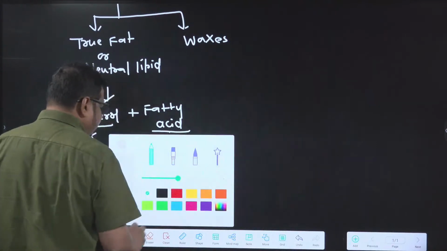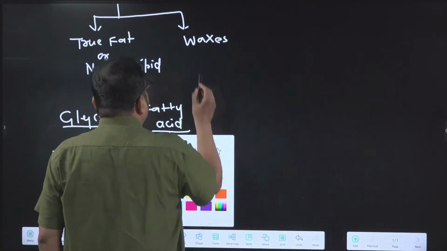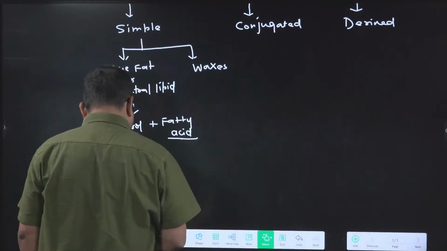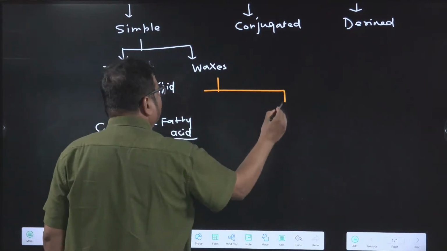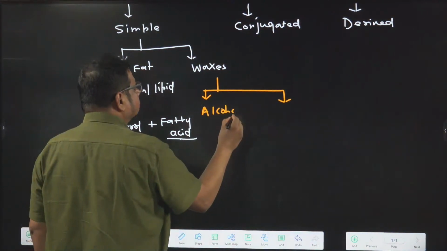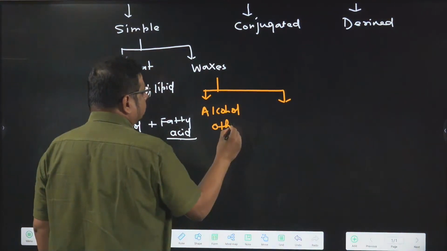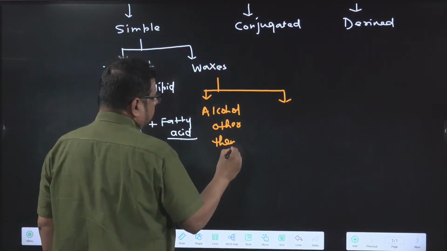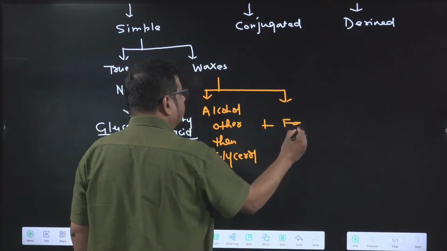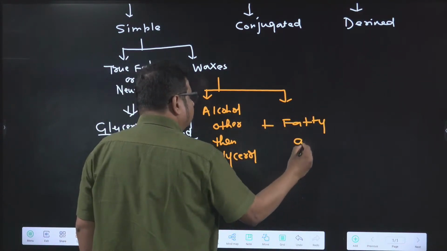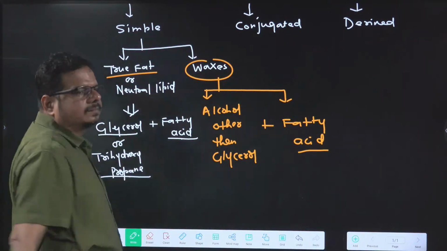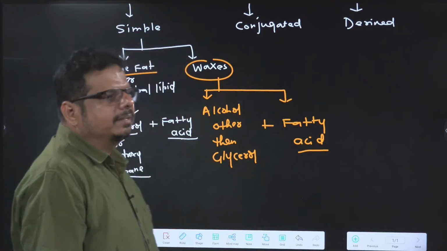Now what is about the waxes? How are waxes different from the true fat? Just give your attention. If we talk about wax, it is also made up of two components. One is alcohol, other than glycerol, plus fatty acid. So if someone asks you a question, how are waxes different from true fat, what answer will you give?